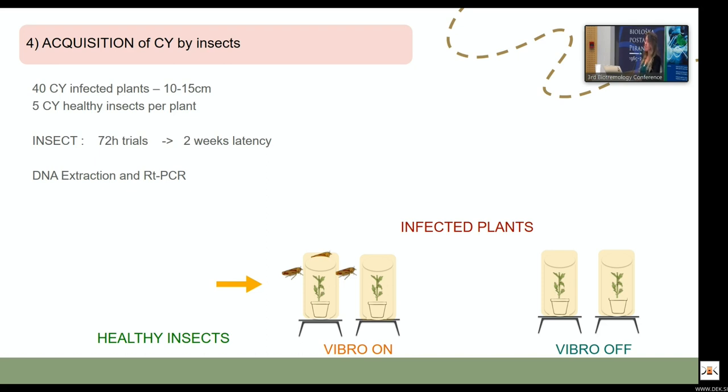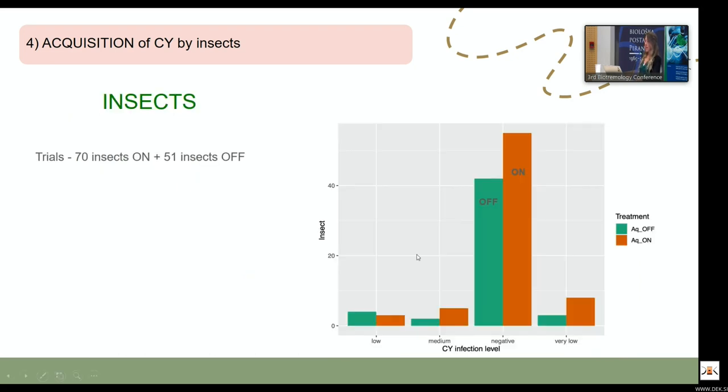After this, all the insects, we made the DNA extraction from the insects and the real-time PCR. And unfortunately, for this part of the insects, we found out very few positive results. So actually, most of our insects were negative. So I don't have much results to show about this yet.